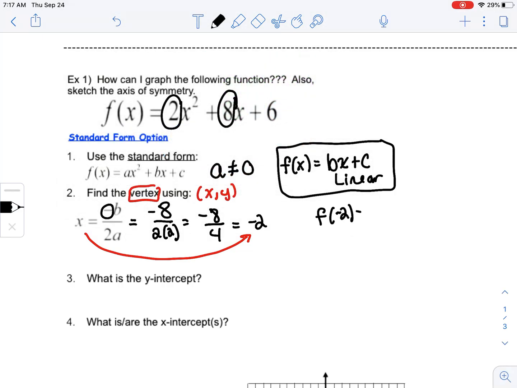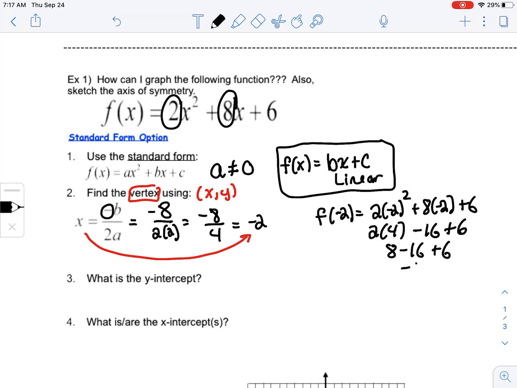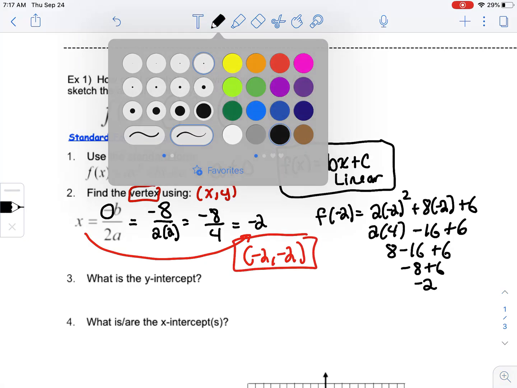To find the y value, we're going to plug that x value back in. So 2 times negative 2 squared plus 8 times negative 2 plus 6. That's 2 times 4 minus 16 plus 6. 8 minus 16 plus 6. Negative 8 plus 6. Negative 2 again. So our vertex is the point negative 2, negative 2.